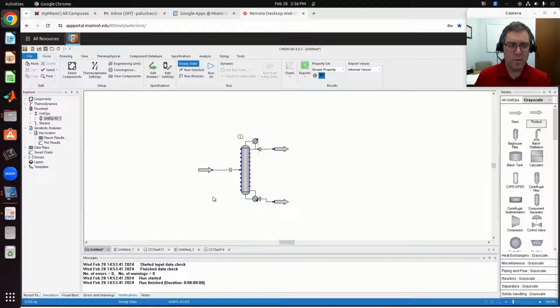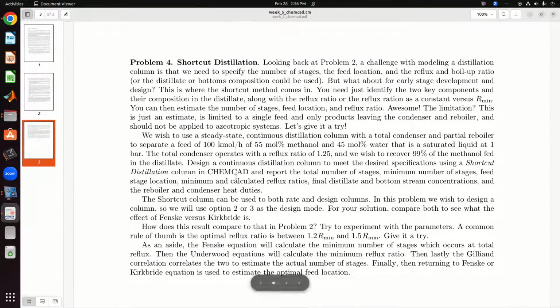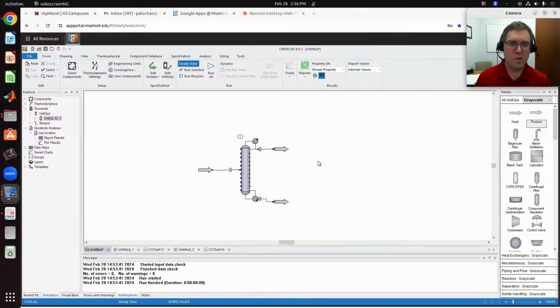But what we want to look at is the next problem, problem 4, which mentions shortcut distillation. Where shortcut distillation is going to come in is with the SCDS column, which is rigorously solving our column problem. So CHEMCAD is doing a tray by tray mass, energy, and phase equilibria: mass and energy balance and solving our phase equilibria expressions tray by tray for that entire column. And that could be computationally difficult depending on the system.